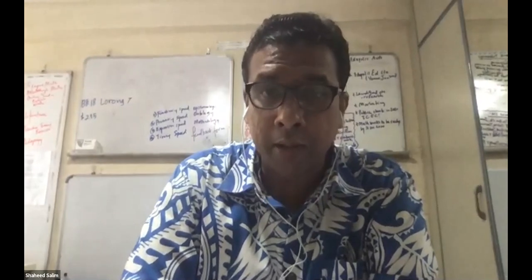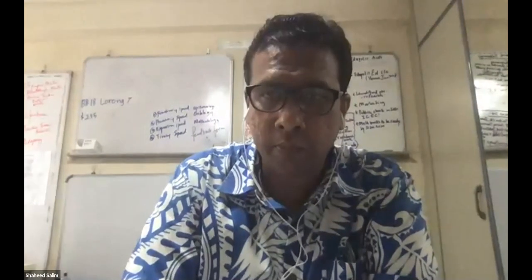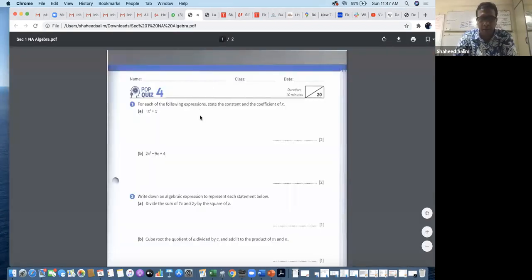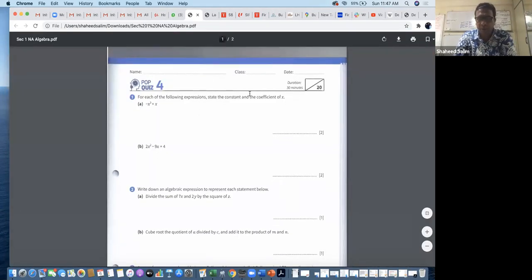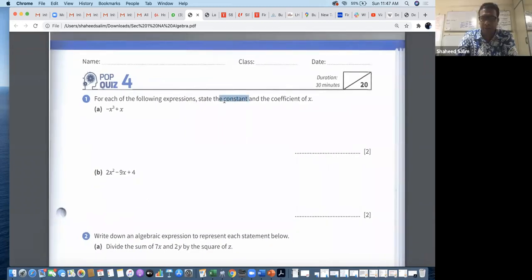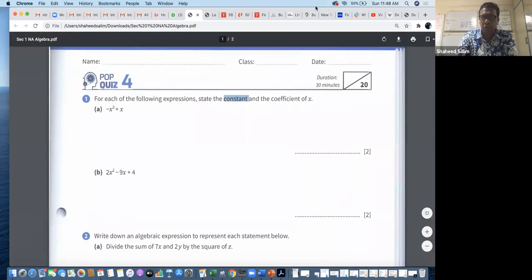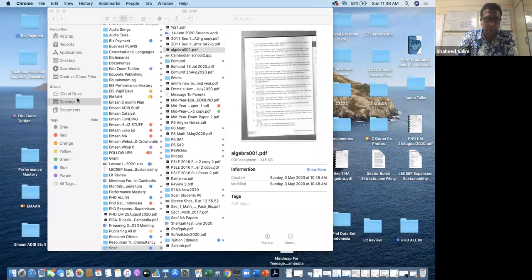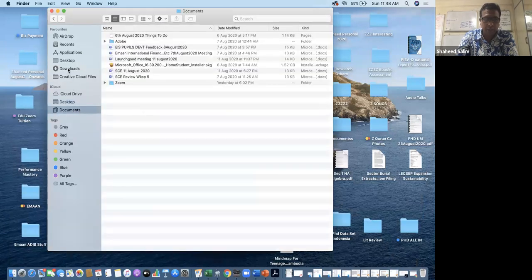Okay, so let me share screen. Okay, Emma, have you done this one? I forgot how to do it. Okay, do you know what a constant is? I'm going to show you what a constant is. Just one more second. I need to open it from here so that I can write.